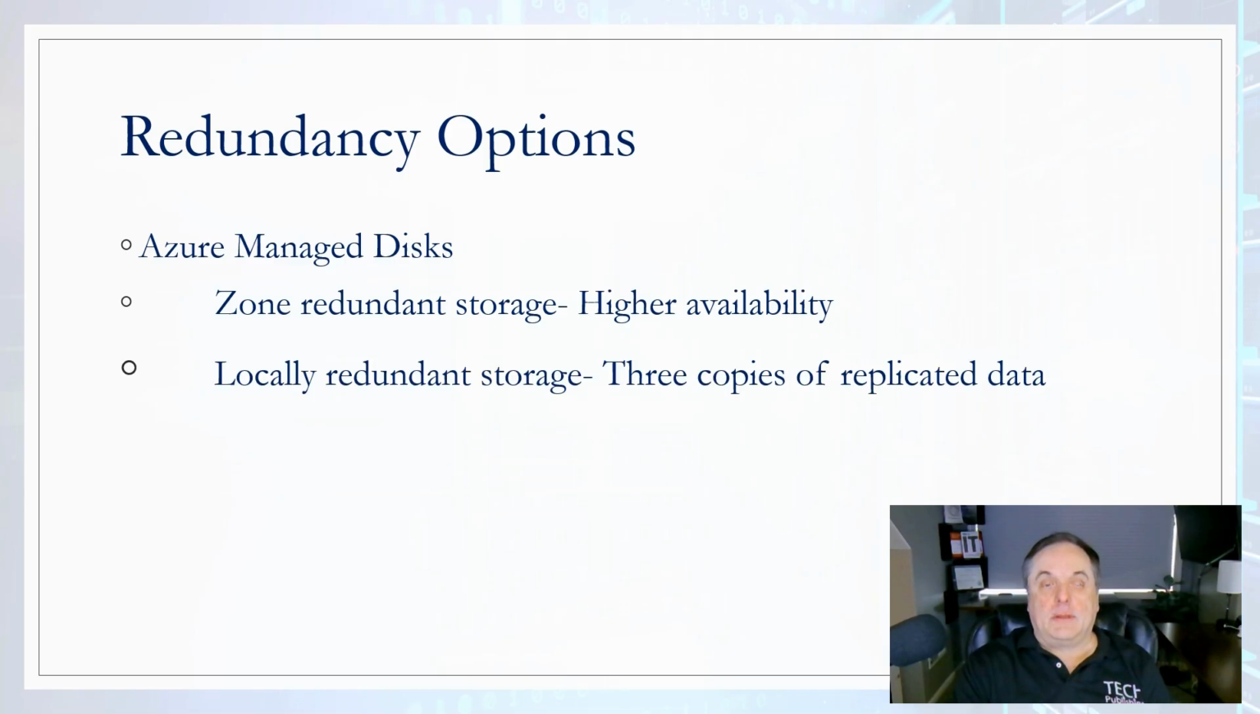Then you have locally redundant storage. That's going to keep up to 3 copies within a single data center. So remember, zone is going to be multiple data centers. Local is going to be a single data center. However, it's going to give you some additional redundancy because of the fact you're going to have up to 3 copies inside that single data center.